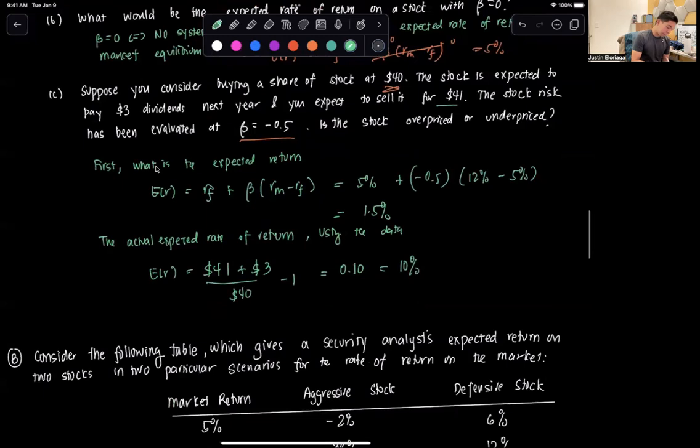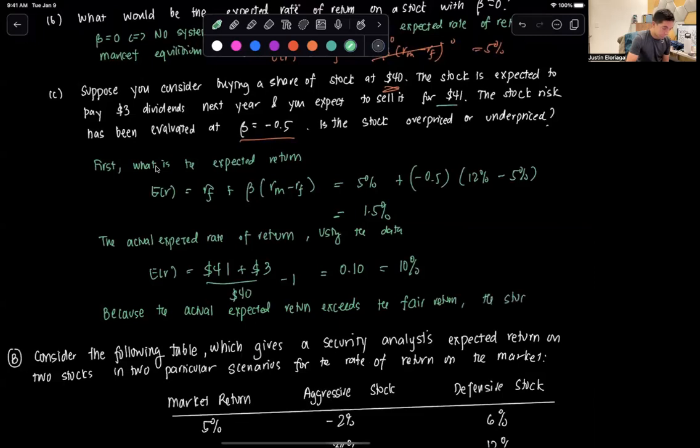In this case, because the actual expected return exceeds the fair return, the one we computed from the formula of the SML, the stock is underpriced. That's pretty straightforward. So that stock in particular is going to be underpriced.